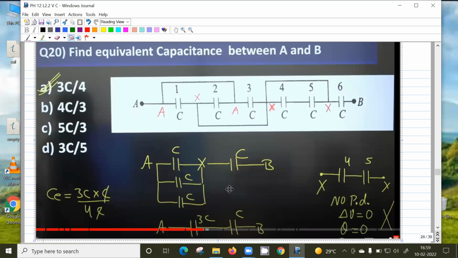So this is 1, 2, 3. 4 and 5 are not required because they are connected across two points of the same potential, so it's as if those two are not there. And 6 is between X and B. So this is a very simple circuit. Done.